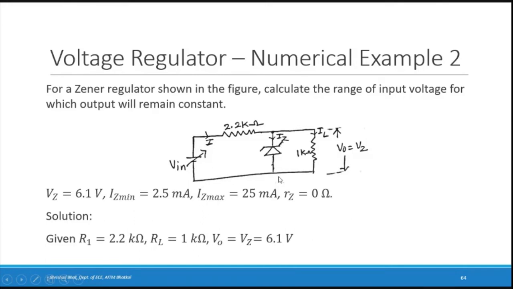If you apply Kirchhoff's voltage law, that voltage is equal to the voltage dropped across this resistance plus the voltage from here to here. What is the voltage from here to here? That is Vz or V0, which is equal to 6.1. And what is the voltage drop here? It varies because there are two values, I min and I max. Based on that, you get V in min and V in max. If you consider the minimum value of this current, you get the minimum value of V in. If you consider the maximum value of this current, you get the maximum value of V in.